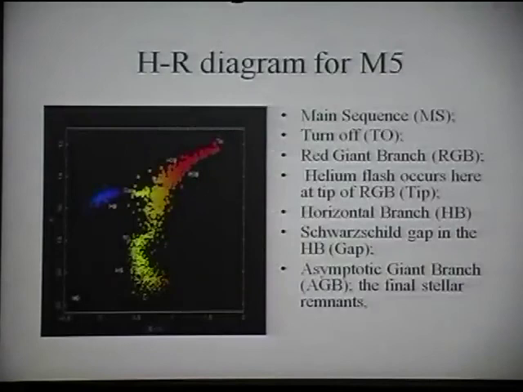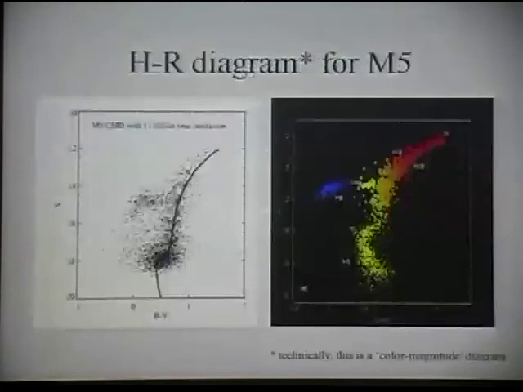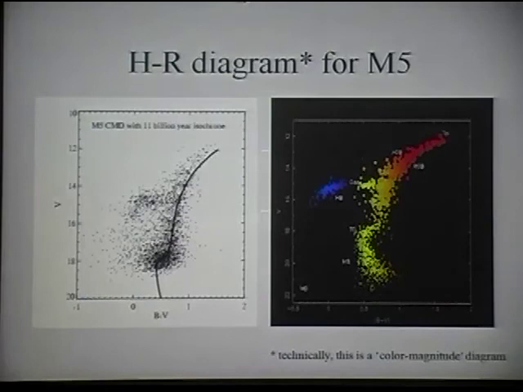So this is M5. It's got the main sequence. It's got a turnoff point marked TO. It's got the red giant branch and the horizontal branch. This just identifies all these pieces of an HR diagram. Here's M5 with a model fit to the data. And this says 11 billion years old for M5.